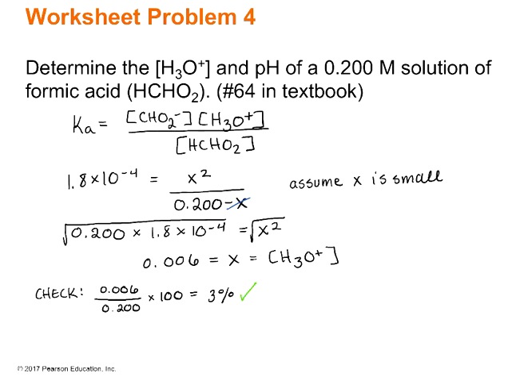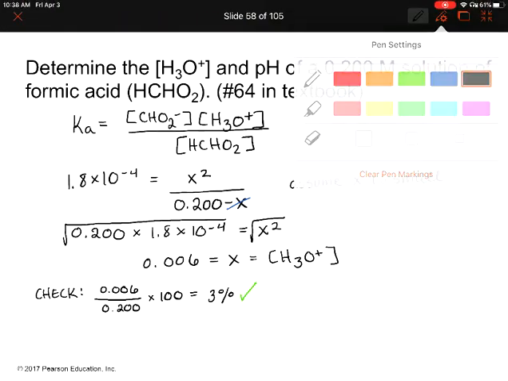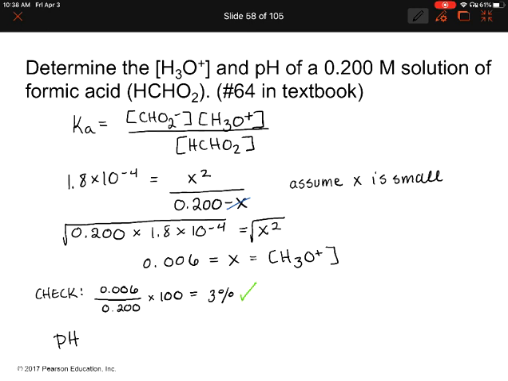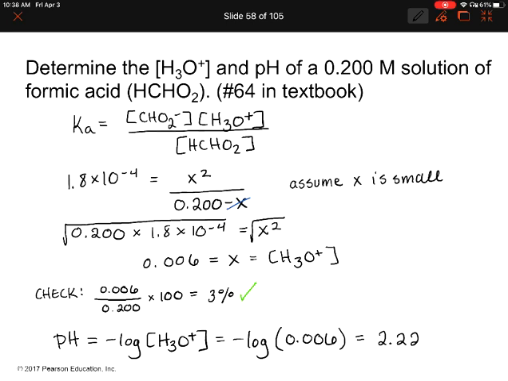All right, so now that we know that our assumption is valid, we can now calculate the pH of this solution. So remember that pH is equal to the negative log of the concentration of hydronium ions. So we're going to plug in the concentration that we calculated, which is 0.006. And after plugging this in, we should get a pH value of 2.22.